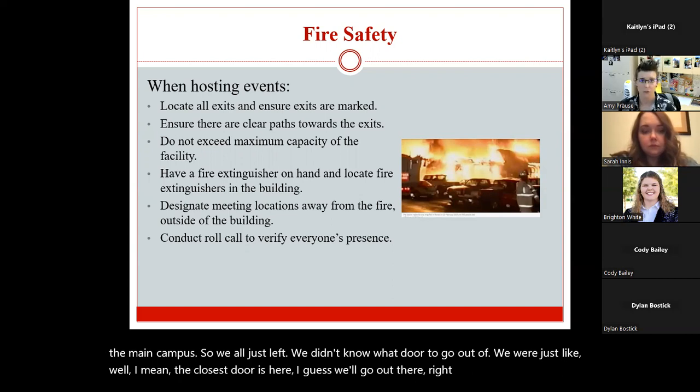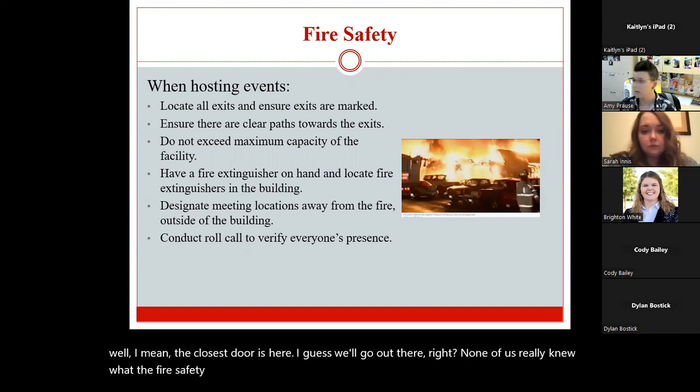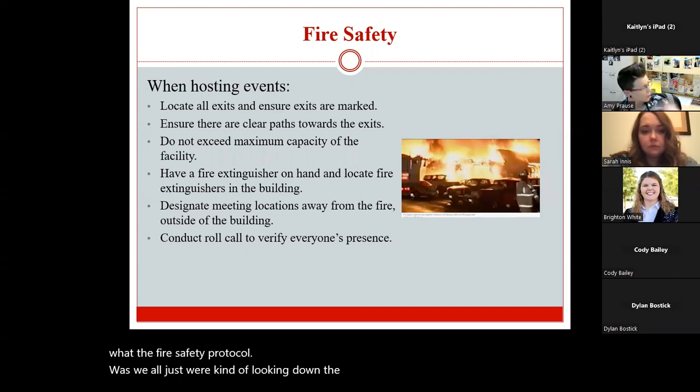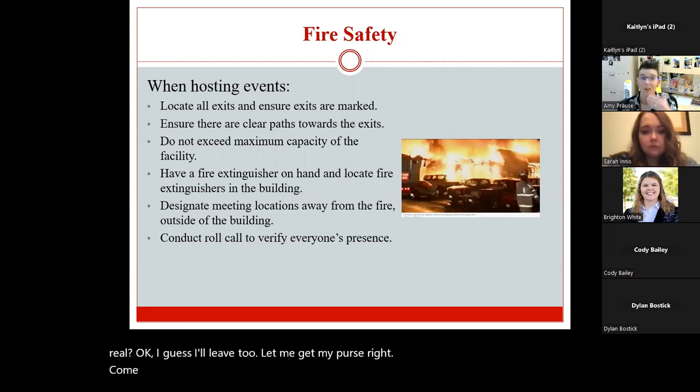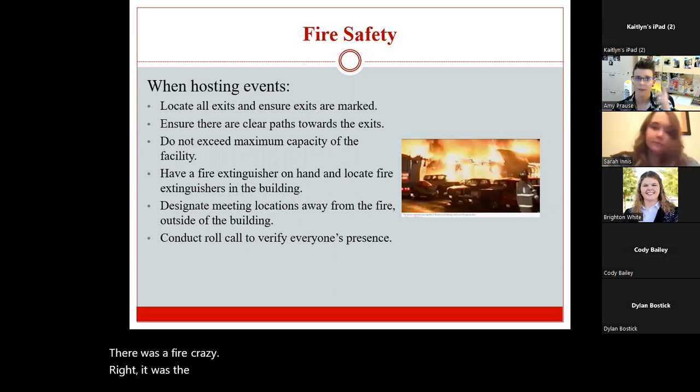None of us really knew what the fire safety protocol was. We all were kind of looking down the hallway, going, are you leaving? Is this real? Okay, yeah, I guess I'll leave too. Let me get my purse, right? Come to find out, there actually was a fire. Crazy, right? It was the east basement elevator. It's always the east basement in the student union building causing problems.